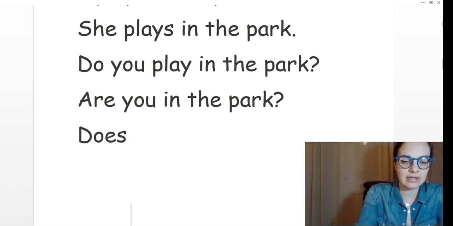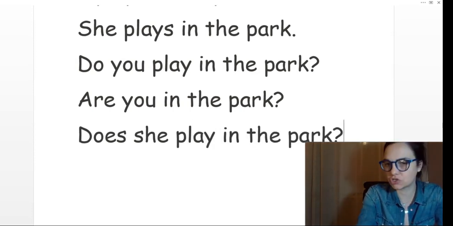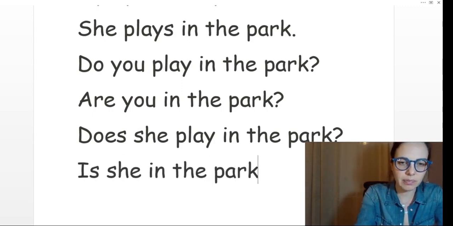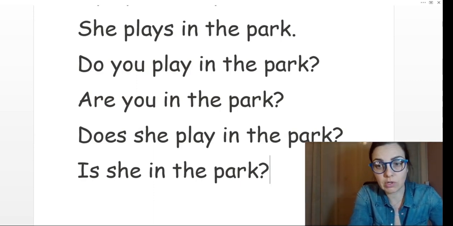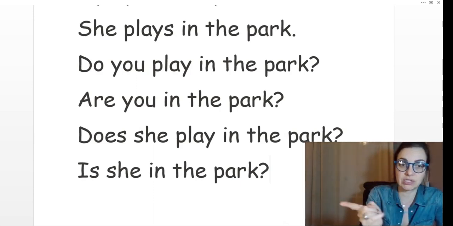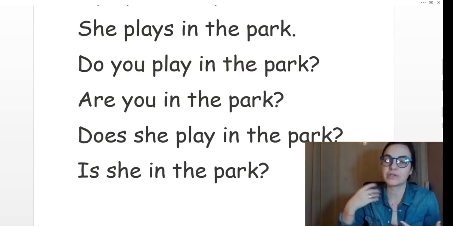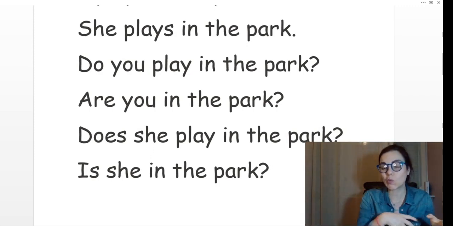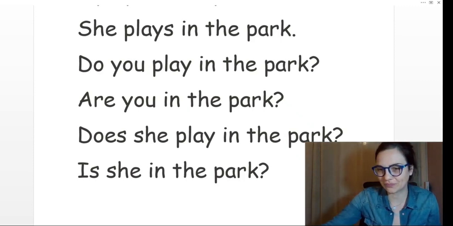And your friend, does she play in the park? Yes, she does. She plays in the park. Is she in the park now? No, she's not. She's at home because it's late. So she doesn't play in the park in the evening. She plays in the park in the morning or in the afternoon. Right now, in this moment, it's 8 o'clock, so she is not in the park. She's at home, but she plays in the park during the day.